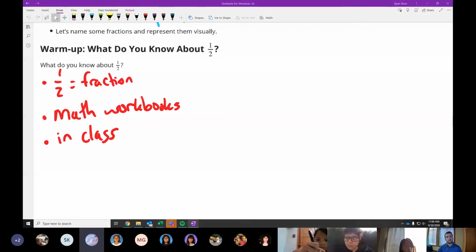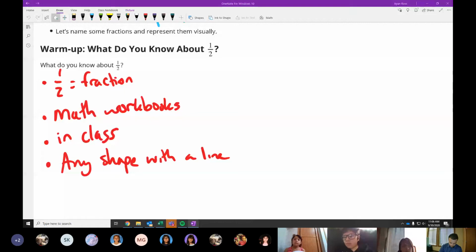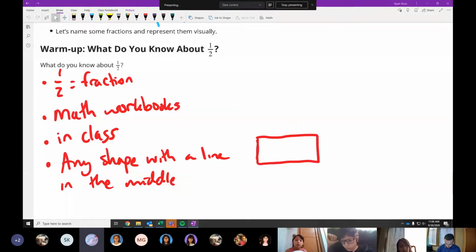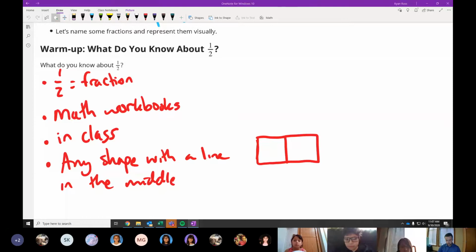I know about 1/2 is that it's just any shape with a line in the middle. Okay, any shape with a line in the middle. So if we were to take a shape like a rectangle, and you said a line in the middle like that, then each of those pieces, let's say I colored this left side in red, that left side is 1/2 and the white side is 1/2. Yep, very good, Camila. You earned a point, and then I owe Fernando a point as well.